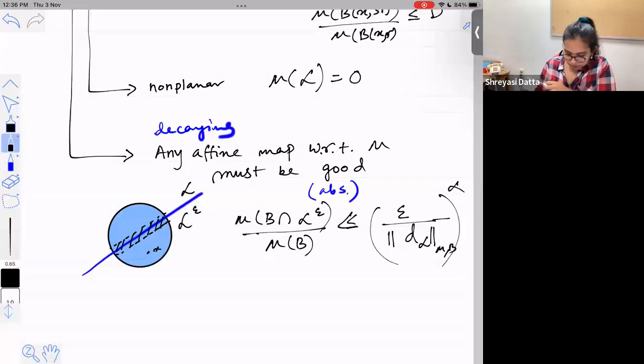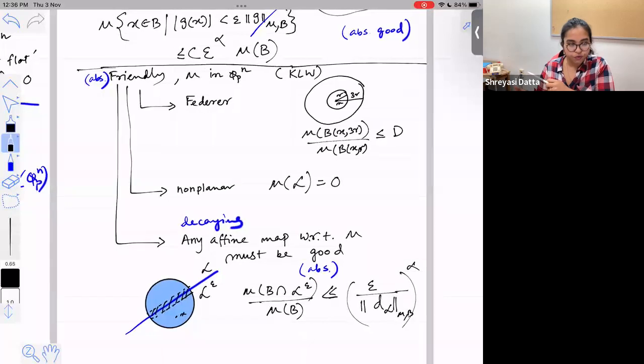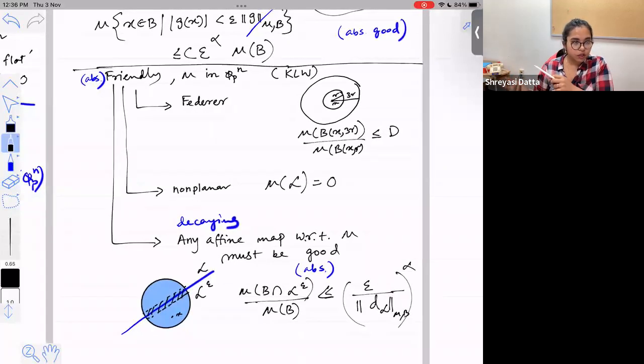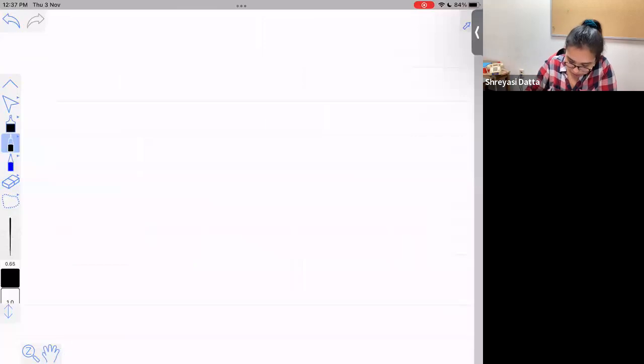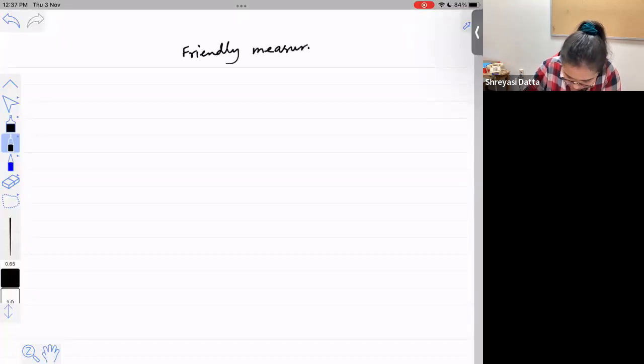Okay, all right. Now the question is, we have a definition of friendly. We want to know which measures are friendly. Generally, it's not so easy to say just by looking at a measure whether it's friendly or not. So I'm going to draw a diagram and say what we know. Kleinbock, Lindenstrauss and Weiss showed the following.